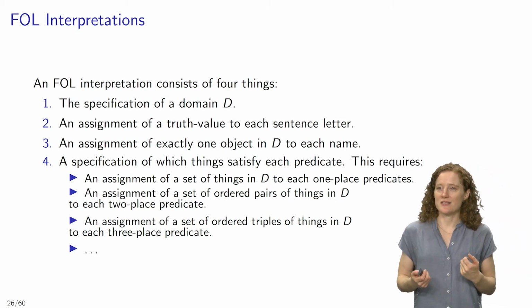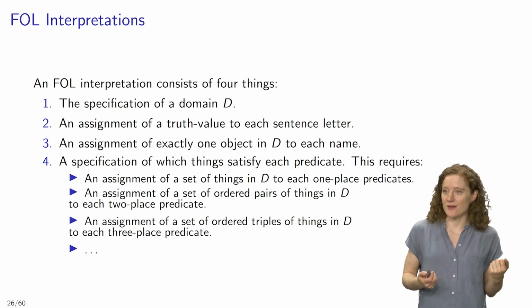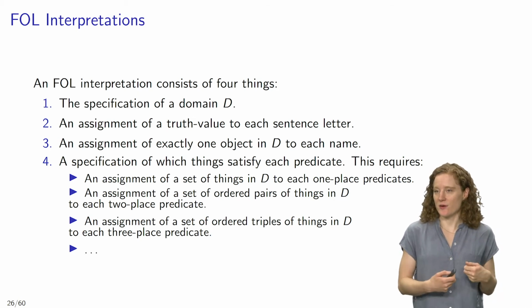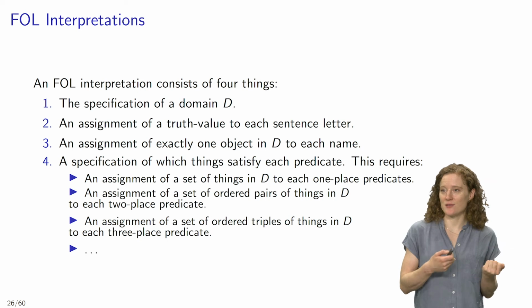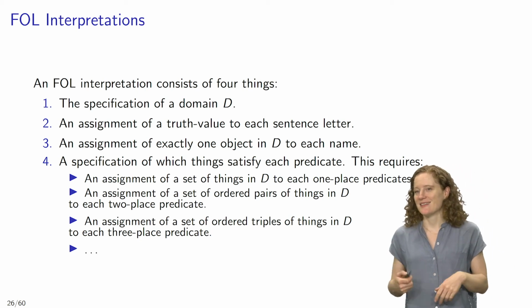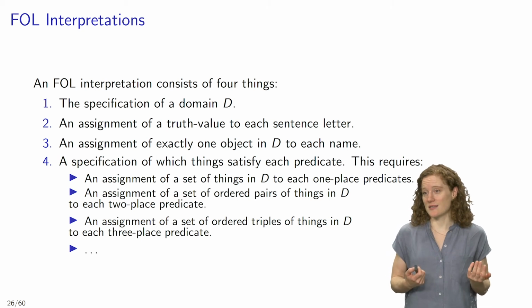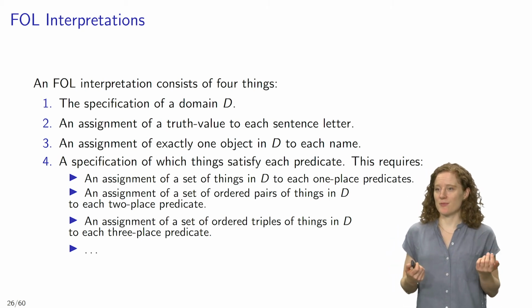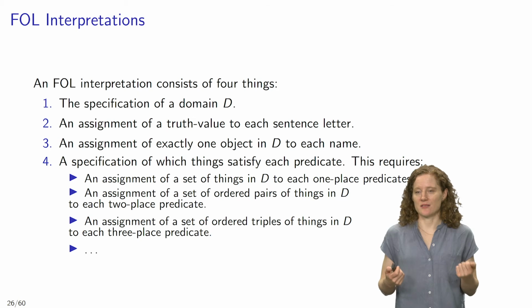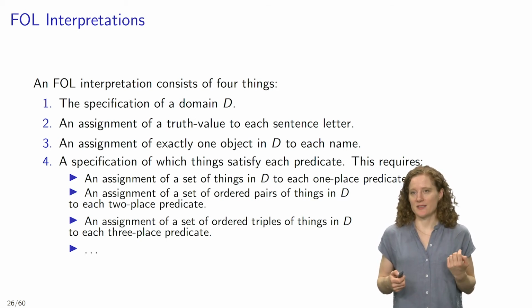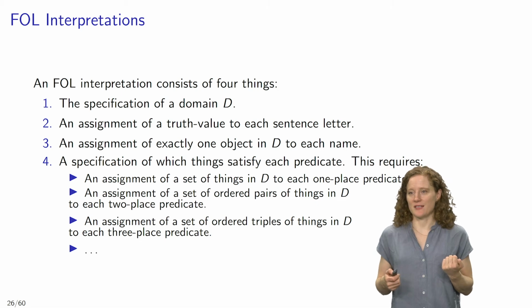So we need to assign a set of things in our domain to each one-place predicate. We need to assign a set of ordered pairs of things in our domain to each two-place predicate. We need to assign a set of ordered triples of things to each three-place predicate, and so on and so forth. So that's what's required to specify an FOL interpretation.